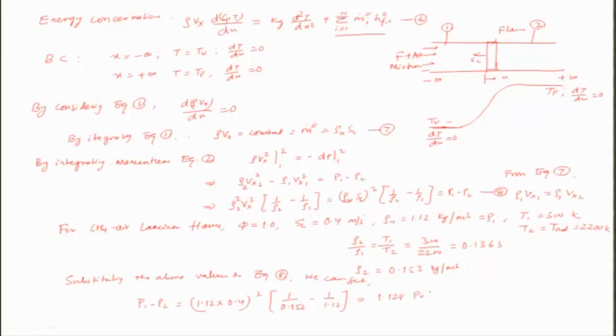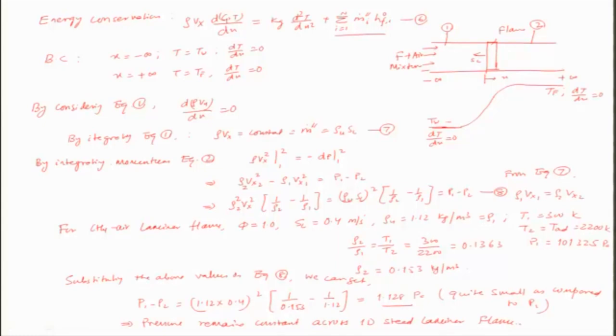And if you look at what P1 is, P1 is 101325 Pascal. As compared to that, P1 minus P2 is very, very small, quite small as compared to P1. If I take atmospheric pressure, or higher pressure, it may be a little bit more, but however this is very small. Therefore, it implies pressure remains constant across a 1D steady laminar flame.